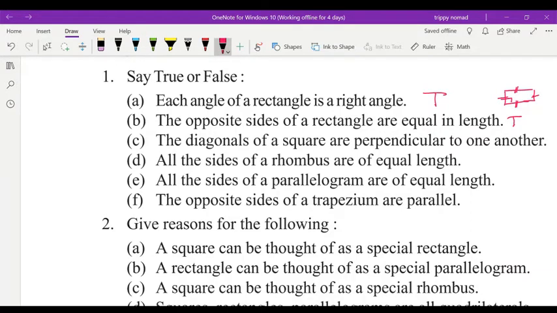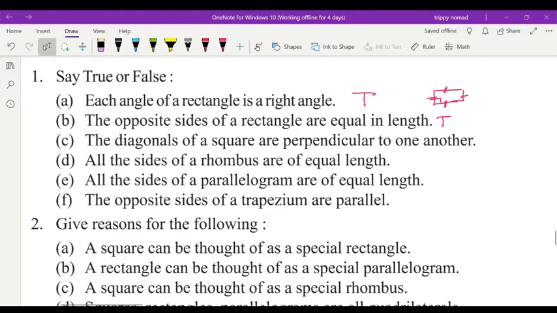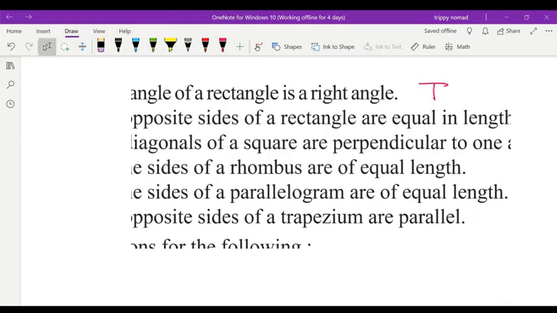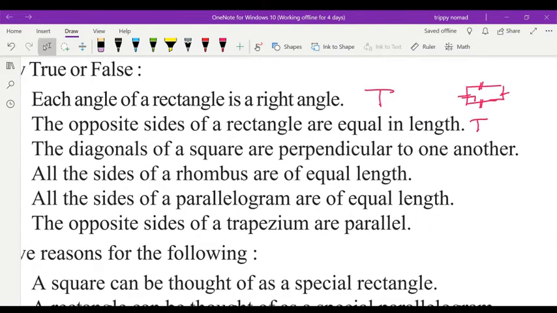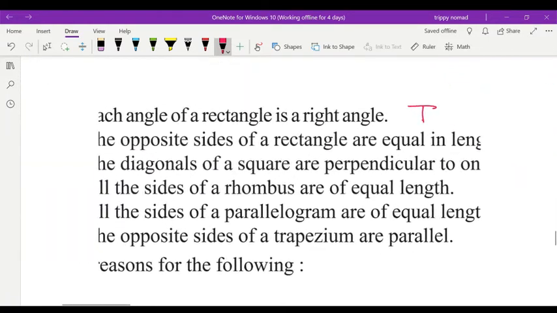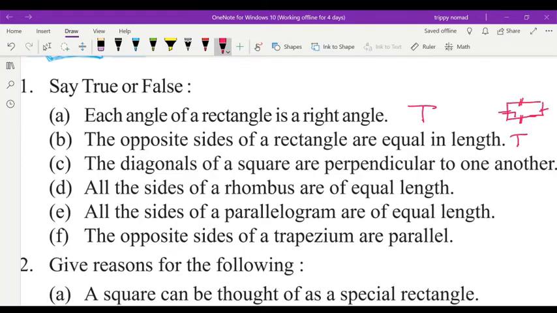The diagonals of a square are perpendicular to one another. That is also true, children. I explained that also. Now every time I will not give you the reason. I have given explanation of each and everything. Now D part, all the sides of a rhombus are equal. I explained that also, that is also true.